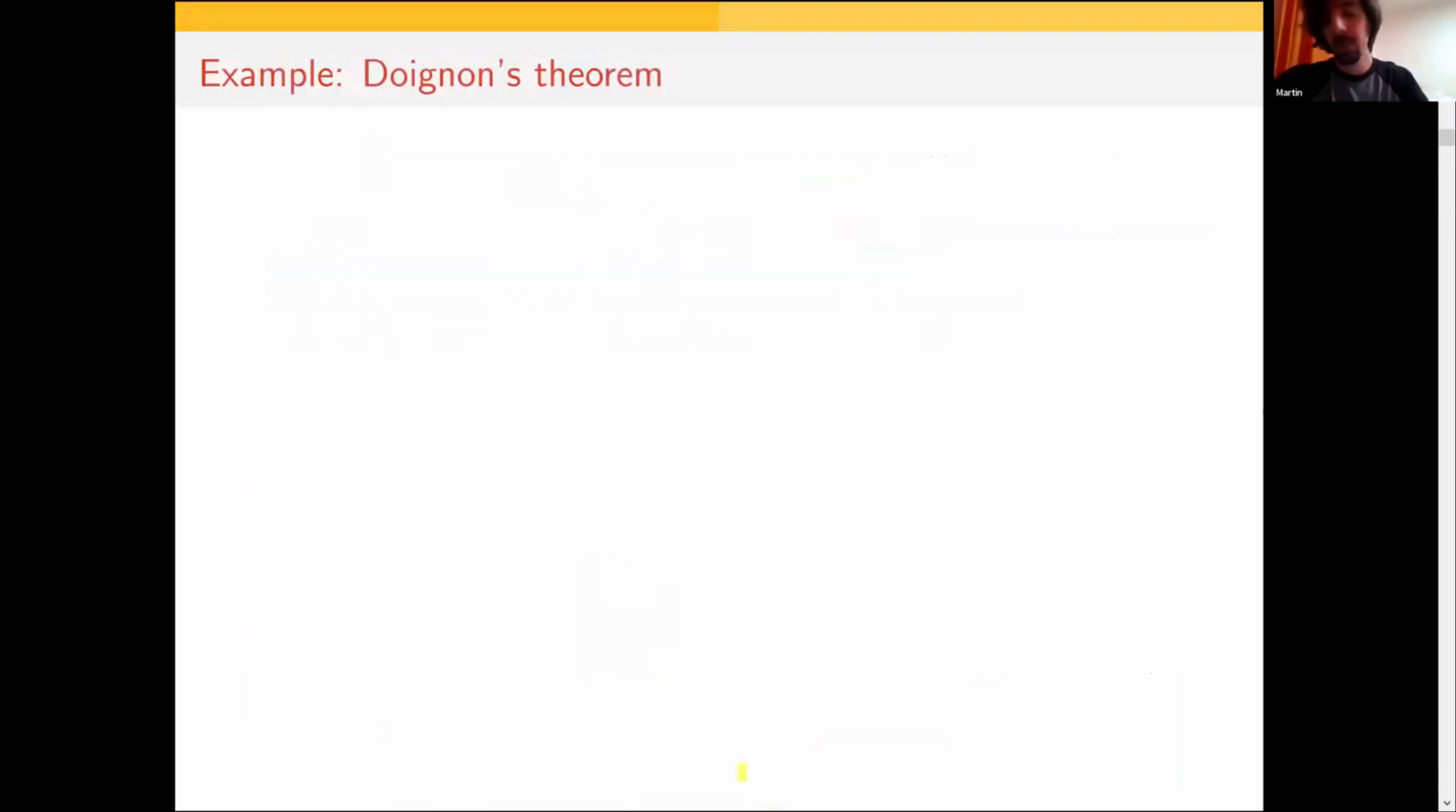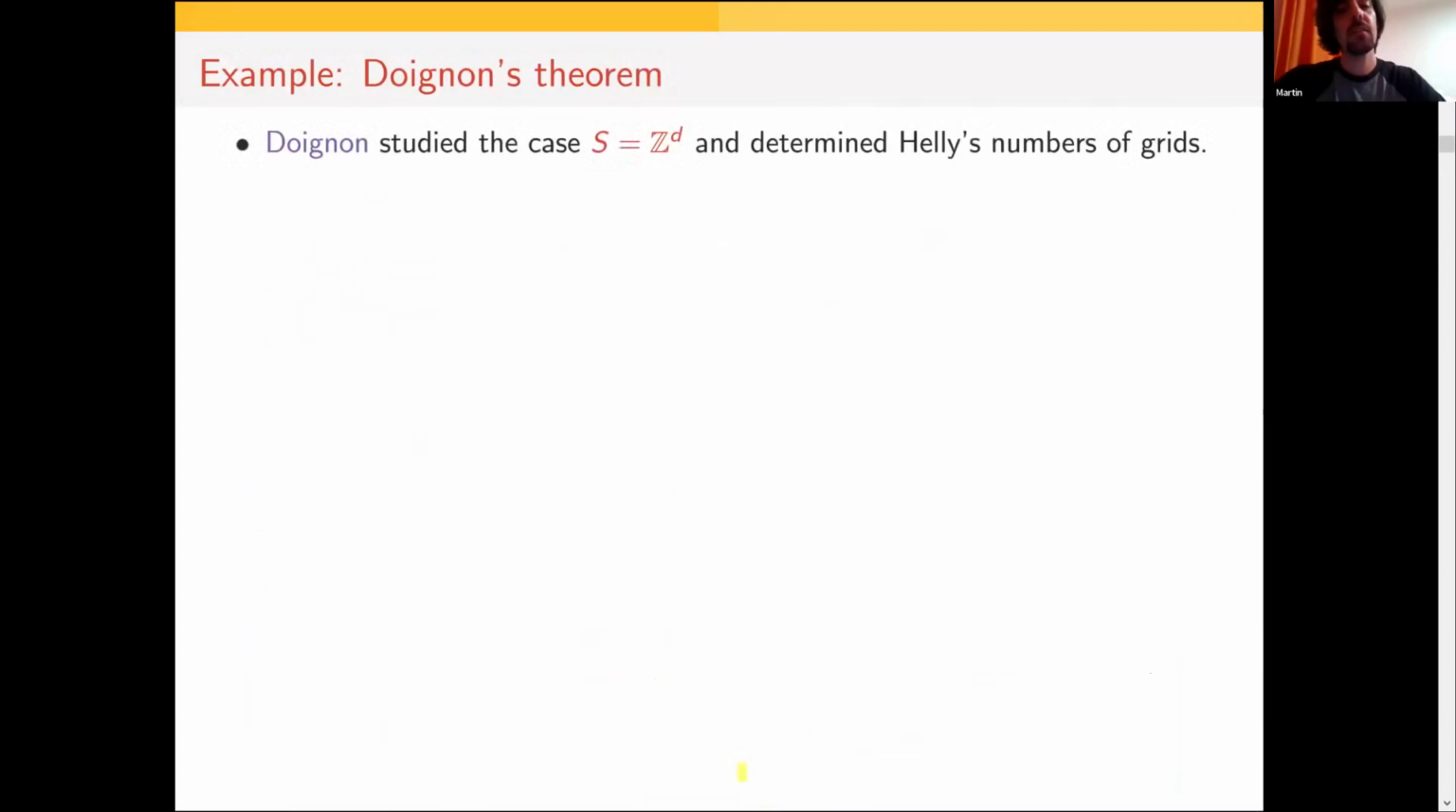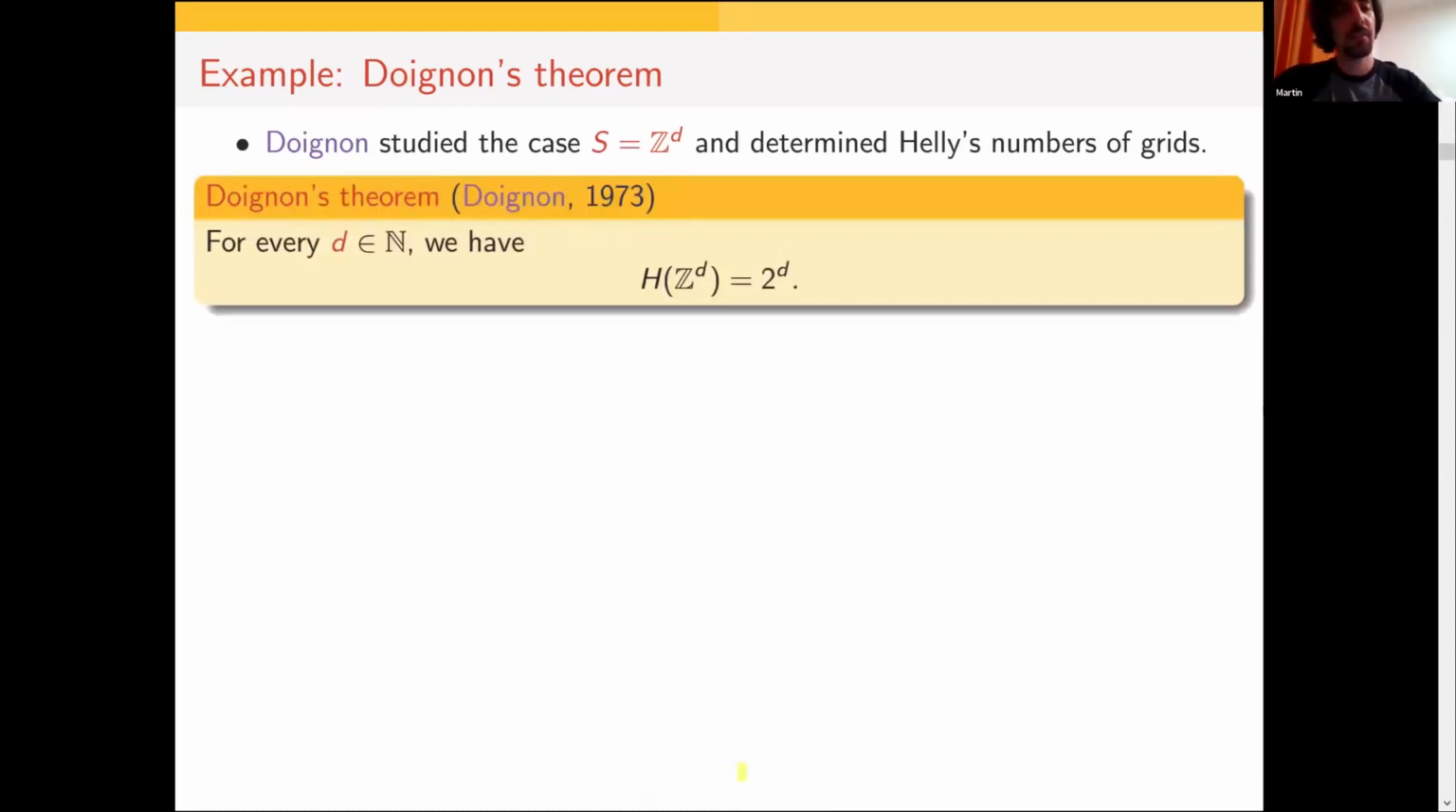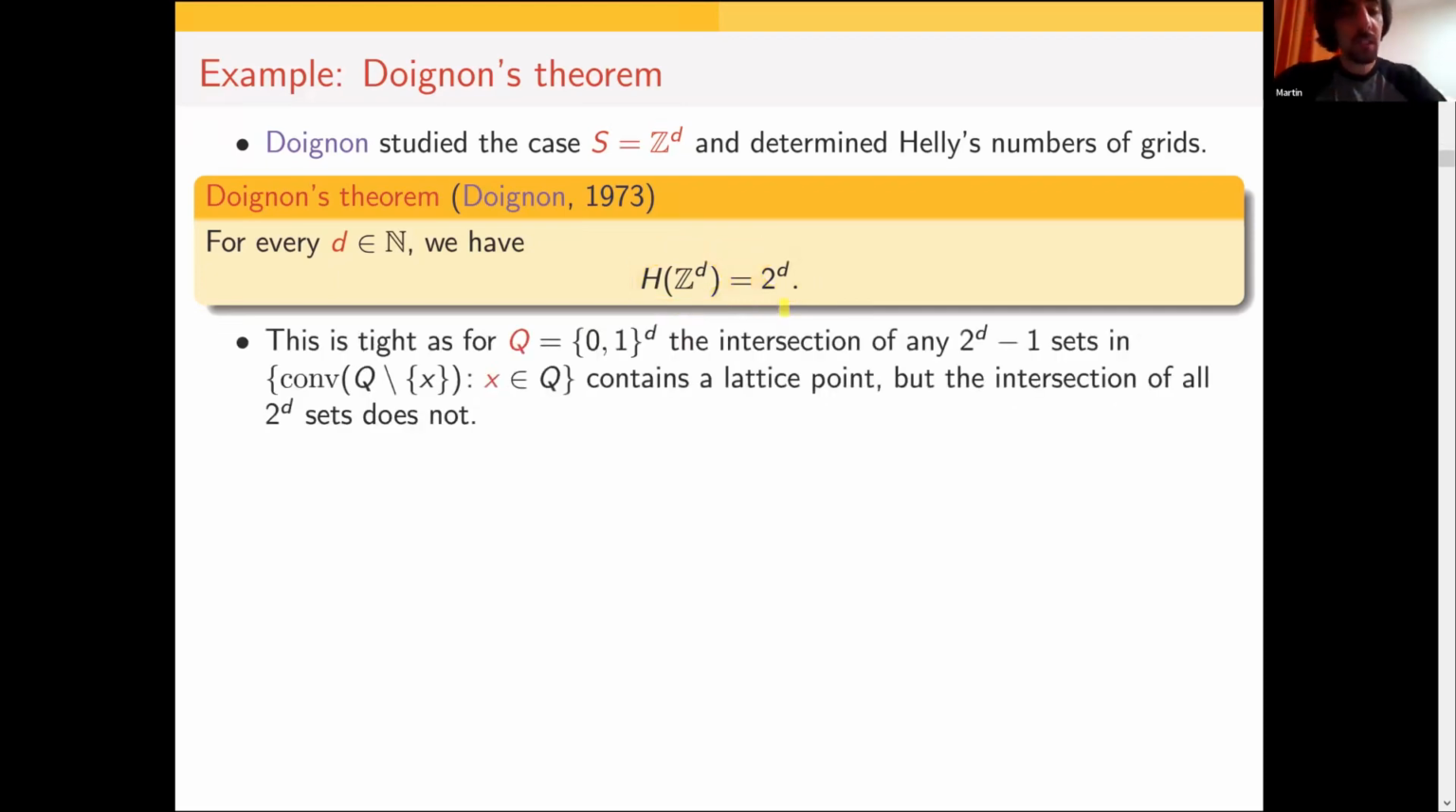Let me show you one more example. This is the so-called Doignon's theorem. He studied the case where our fixed point set S is the d-dimensional integer lattice, and he determined Helly numbers of these integer lattices or grids. This is the well-known Doignon's theorem from the 70s, where he proved that the Helly number of the integer lattice is exactly equal to 2 to the d. So it's much larger than in Helly's theorem, where we have d plus 1. Here we have 2 to the d.